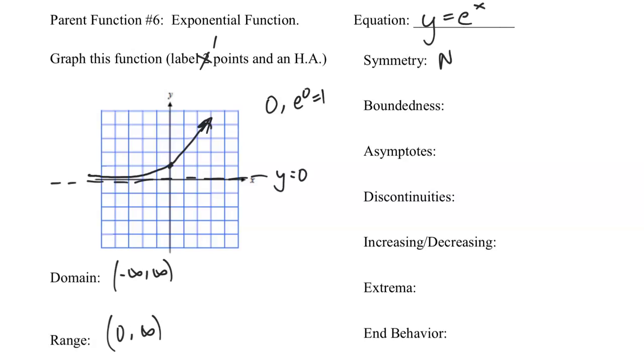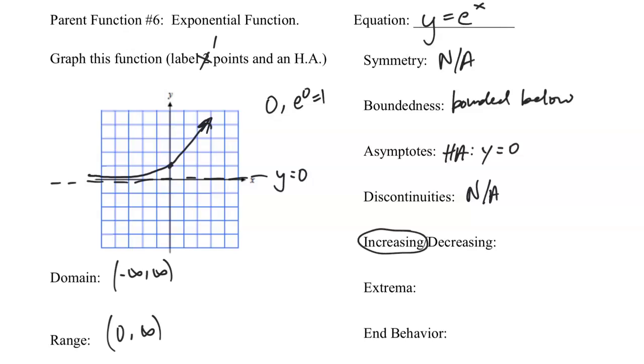This graph does not have any symmetry. It does have boundedness. It is bounded below. Hopefully you are picking up on that. It does have an asymptote, more specifically a horizontal asymptote at y is equal to 0. There are no points of discontinuity on the exponential function. It is always an increasing function on its entire domain, so from negative infinity to infinity.